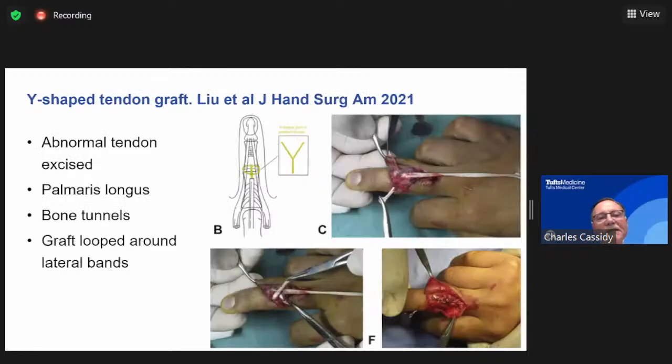A Y-shaped graft. This is intriguing. I've not done this. This was published last year using a palmaris longus, and the palmaris longus is split. And there's a bone tunnel with exits on both sides of the middle phalanx, and then the tendon is split, loops through the bone tunnels and loops around the lateral bands to bring them back up and sewn to itself, and you use the tendon to bridge any gap that is created after you excise the abnormal central slip. So that's an article worth looking at.